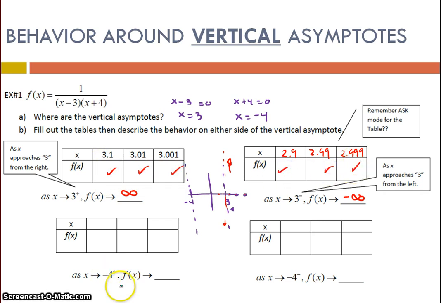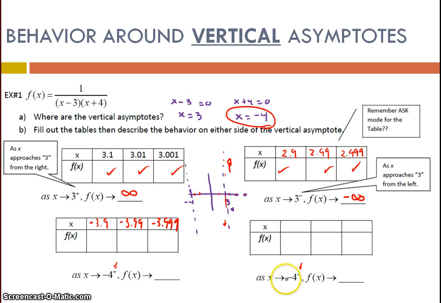We can do the same thing around the second asymptote. So the second asymptote we found was x equals negative 4. So we're going to approach negative 4 from the right, and then negative 4 from the left. So we're going to approach negative 4 from the right. So we're going to have values like here, which would be negative 3.9. Then we're going to get even closer, negative 3.99. And then negative 3.999. And then we're going to see, is it going towards infinity or negative infinity?